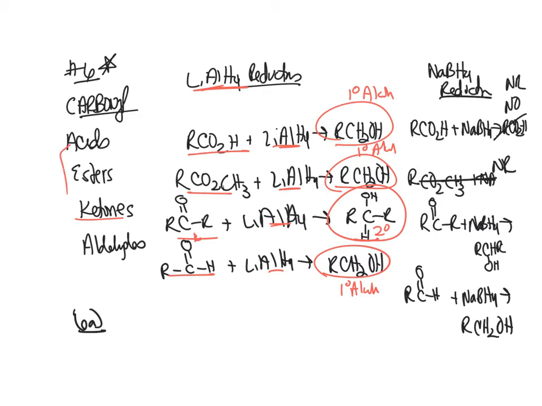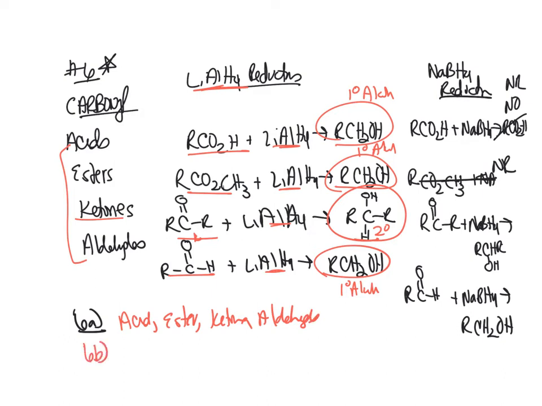So they all form synthesized alcohols. So these are your starting materials. With this reagent, you can get primary and secondary alcohols. So I would circle acid, ester, ketone, and aldehyde. They all get reduced and they all make alcohols.